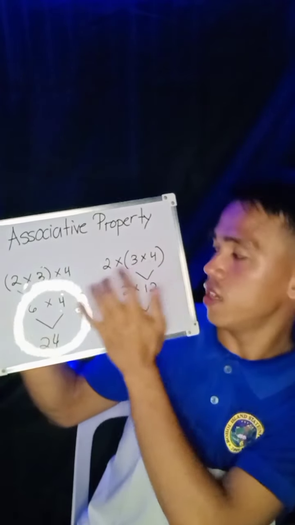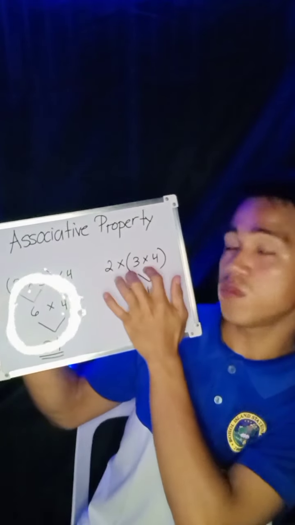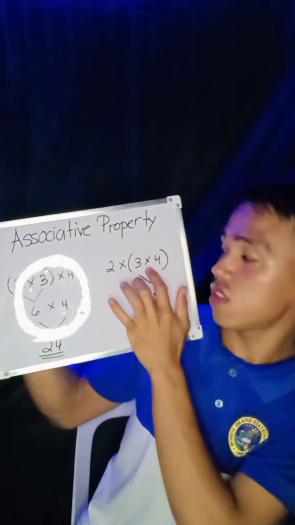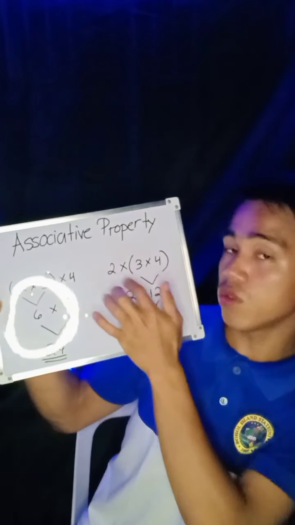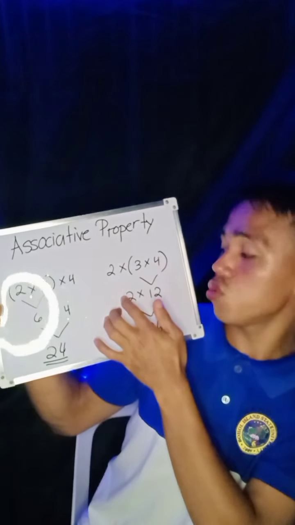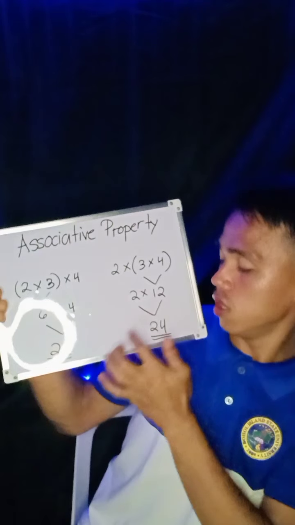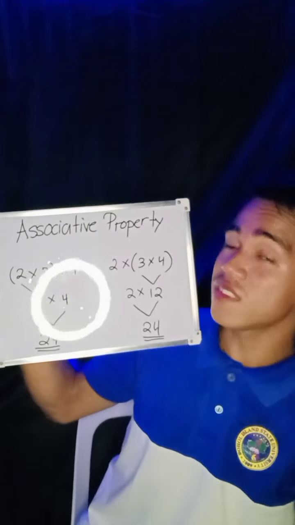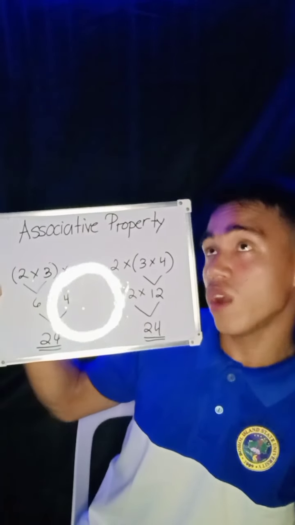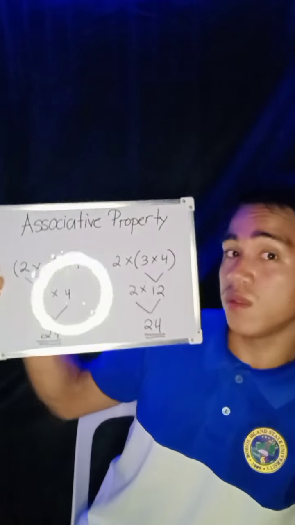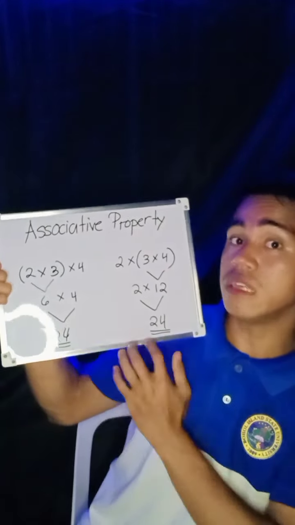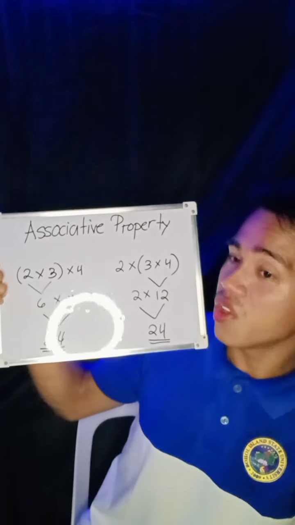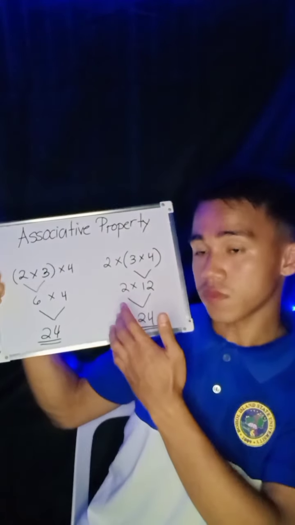So we have the first group, so multiply first. 3 times 4 equals 12. And we bring down the 2 and multiply. 2 times 12 is 24. So it means the way you group the factors in doing the multiplication, the product is still the same. No? This is different from the commutative property.